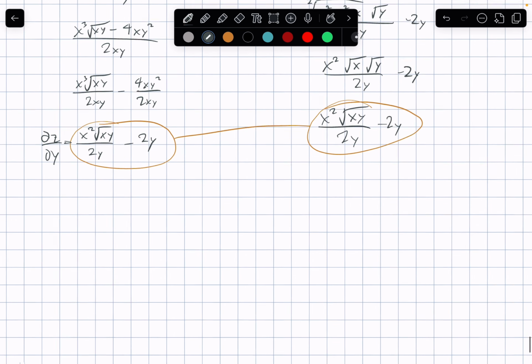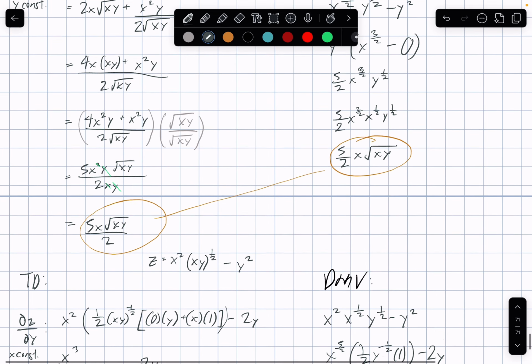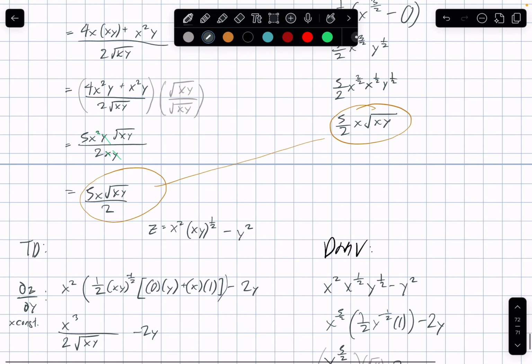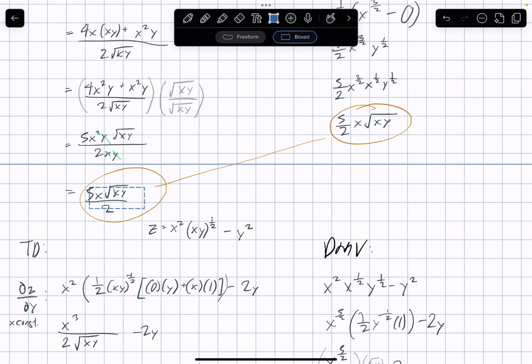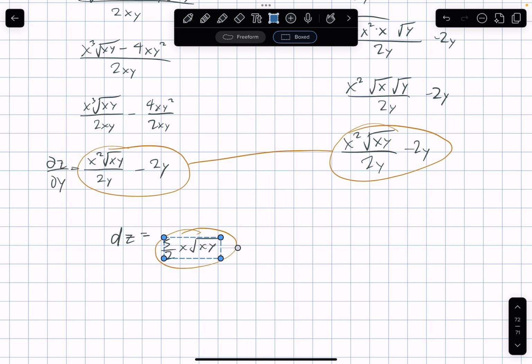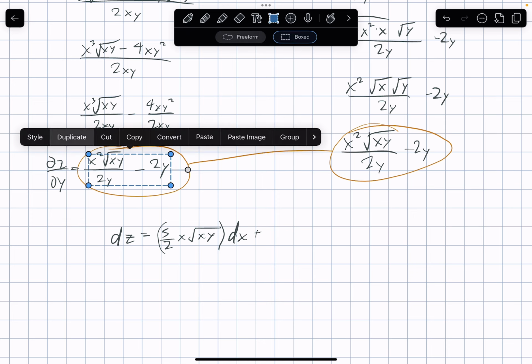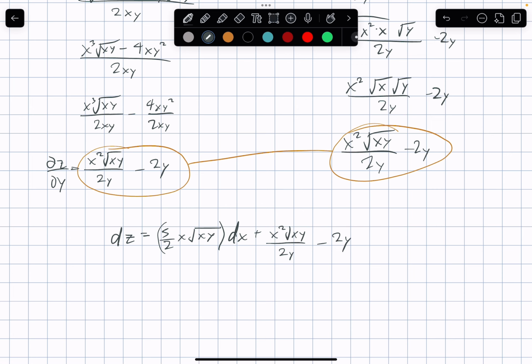Now let's combine. So dz is equal to partial z over partial x, which happens to be this or this. Let's choose this. Partial z over partial x times dx plus partial z over partial y times dy. This is the final answer.